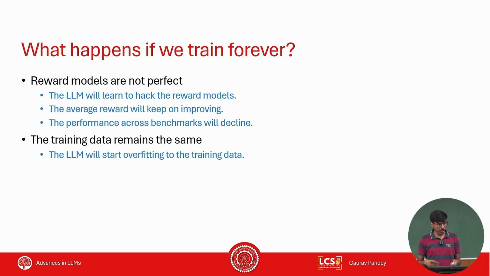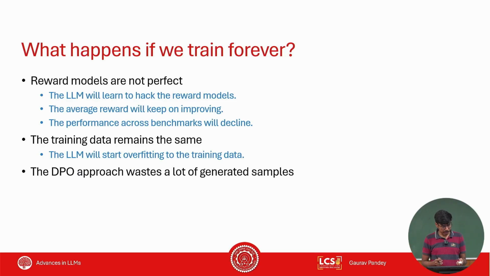The other issue is that we are not changing the training data. We are always using the same set of prompts, generating the preference pairs and training. So we'll overfit on this data also, right? And the last point is the DPO approach picks only the preferred and rejected responses. It throws away everything else. I actually don't want to throw away everything. I want to use all the samples, let's say. So what do I do?